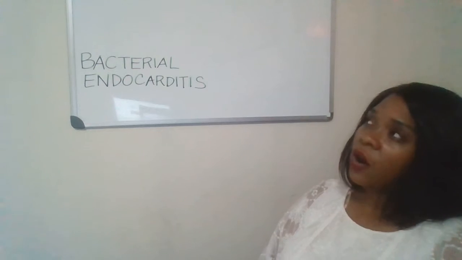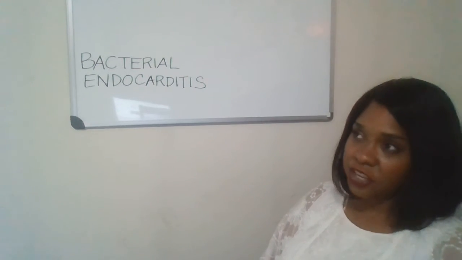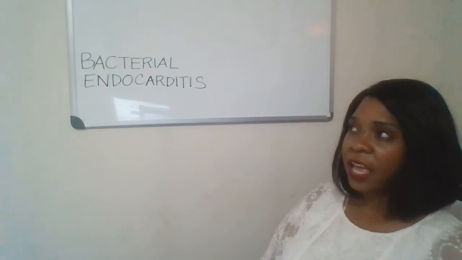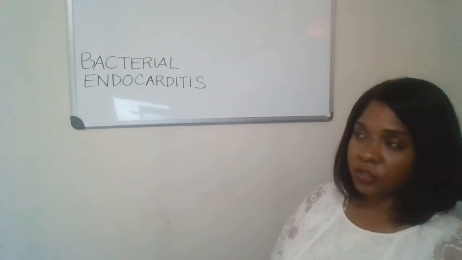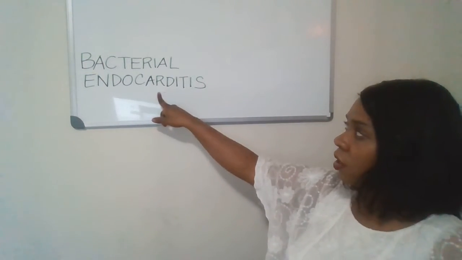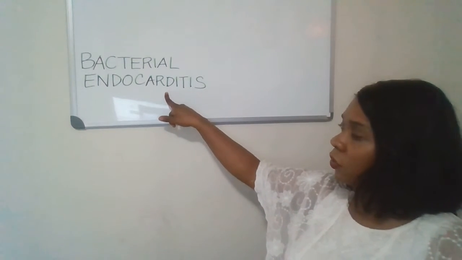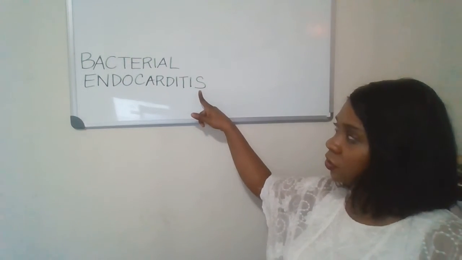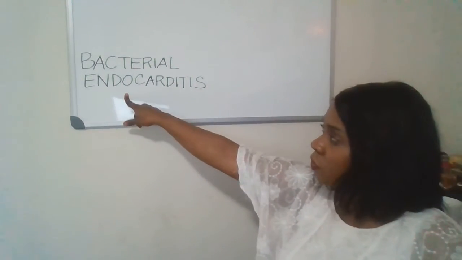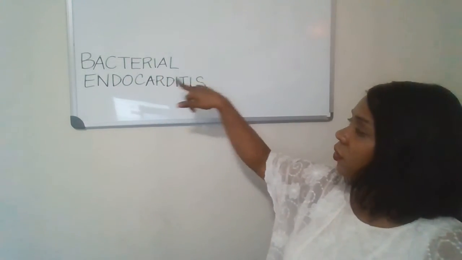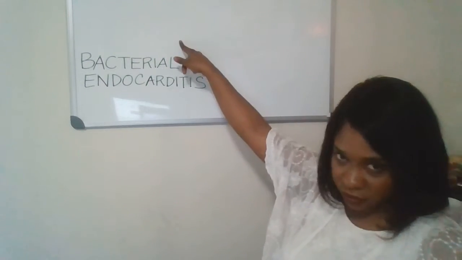So what is bacterial endocarditis? Bacterial endocarditis is an inflammation of your inner lining, the soft lining of your cardiac muscle, and -itis is always associated with some type of infection. So it literally says smooth heart muscle infection bacteria.